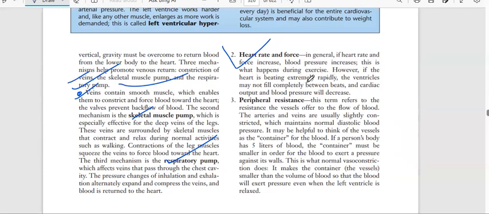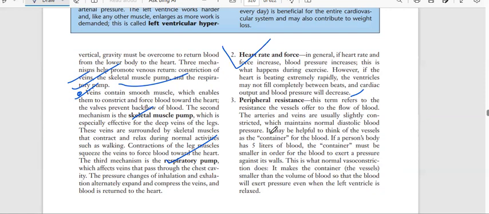However, if the heart is beating extremely rapidly, the ventricles may not fill completely between beats, and cardiac output and pressure will decrease. So what will happen here? If the heart beats very rapidly, without filling, the heart is pumping without filling. So it will decrease the blood pressure. Okay, so we need normal heart rate and force also.